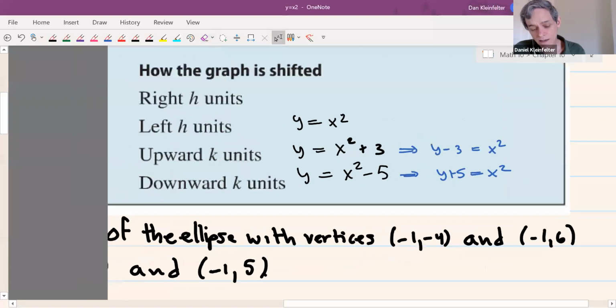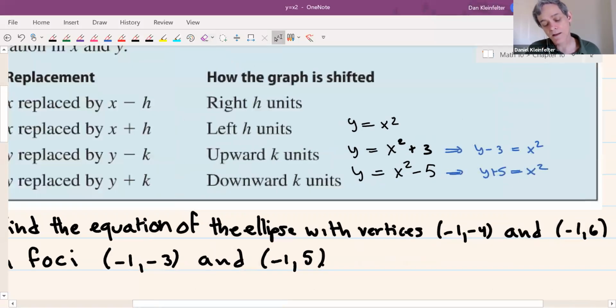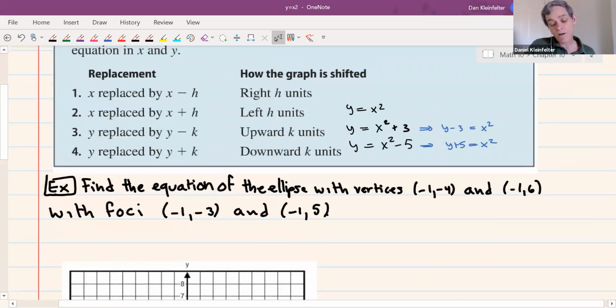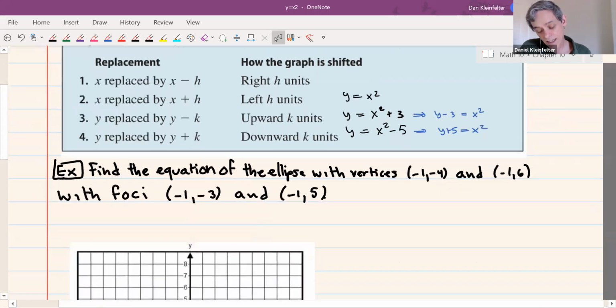So the behavior there is kind of a lot more like we had seen for the horizontal in the past. So basically for the x and the y, it's almost kind of opposite of what your intuition might tell you. X minus h, a right shift by h, x plus h, a left shift by h. Y minus k is upshifted by k units, y plus k is downshifted by k units. Okay, so we'll try to keep that in mind as we find the equation of this ellipse.